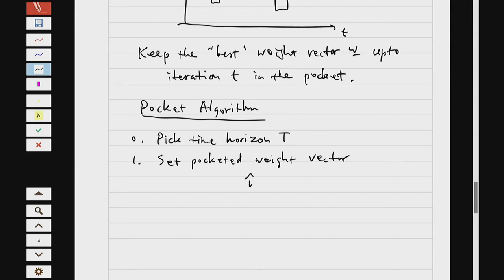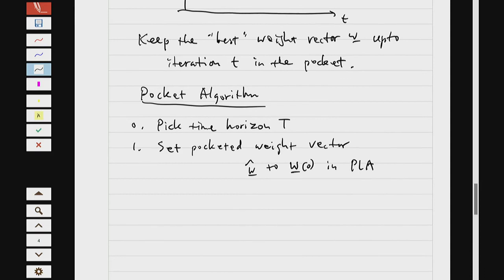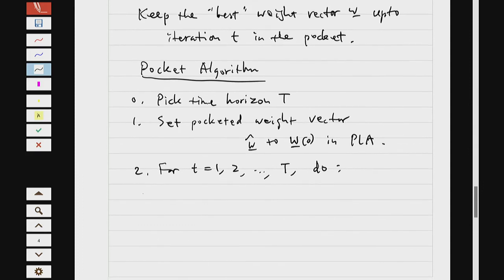Let's call it W hat, set to W0, the initial weight vector in the perceptron learning algorithm. And then, of course, now you can iterate t equal to 1, 2, to T. You do the following. You're going to run the perceptron learning algorithm for one updating step to obtain, say, W of t at the t-th step.